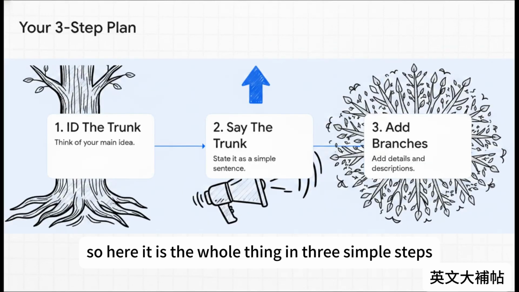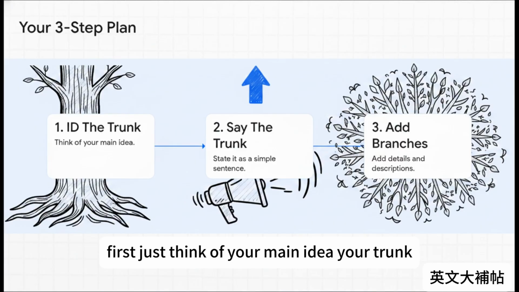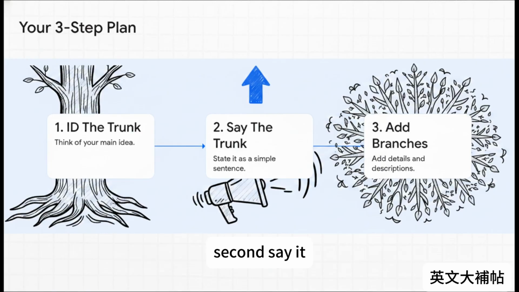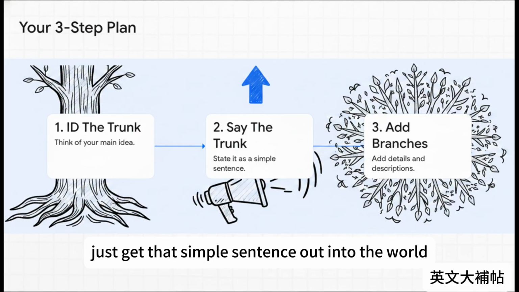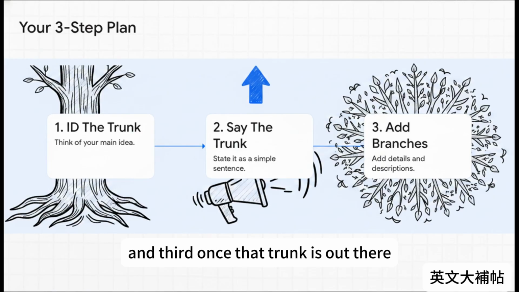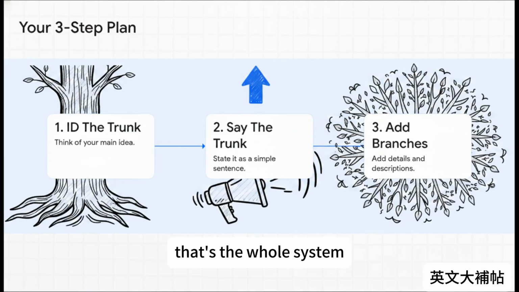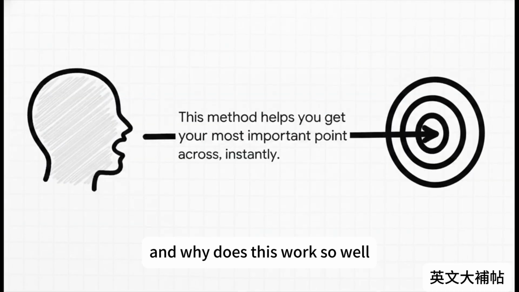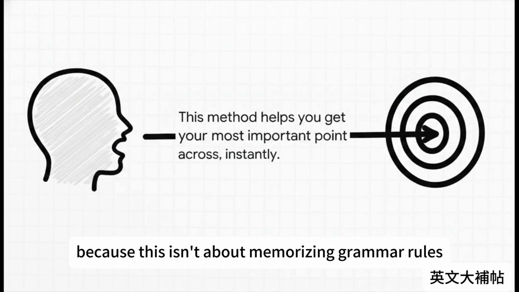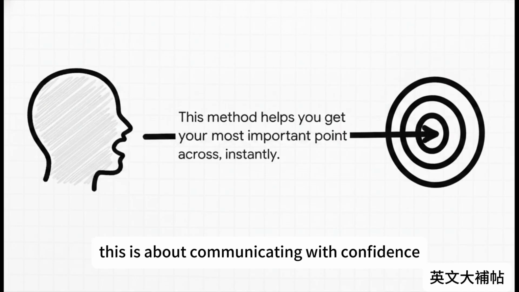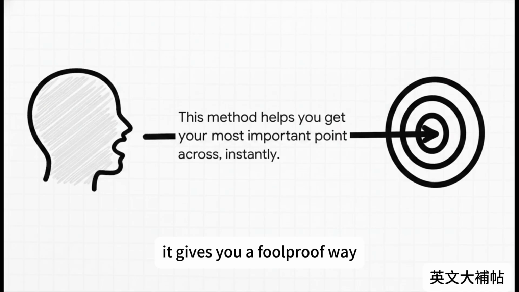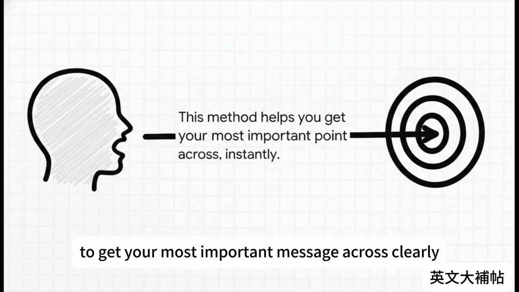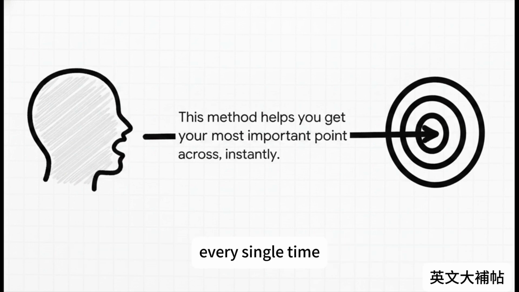So, here it is, the whole thing in 3 simple steps. First, just think of your main idea, your trunk. Second, say it. Just get that simple sentence out into the world. And third, once that trunk is out there, then feel free to add your branches. That's the whole system. And why does this work so well? Because this isn't about memorizing grammar rules. This is about communicating with confidence. It gives you a foolproof way to get your most important message across clearly and instantly, every single time.